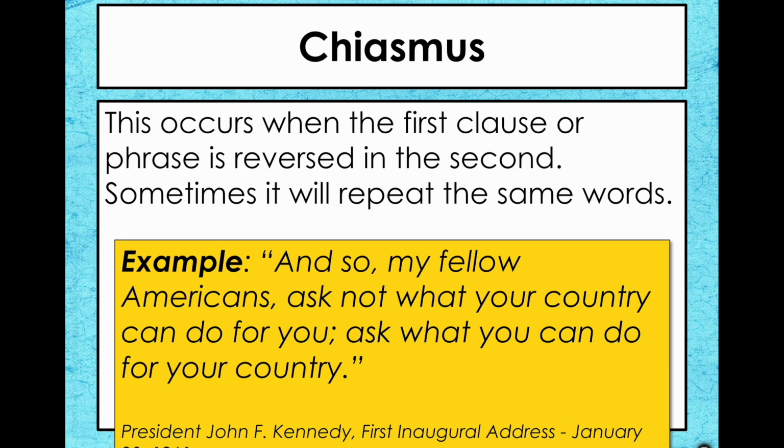So we see in JFK's first inaugural address, and so my fellow Americans, ask not what your country can do for you, ask what you can do for your country. You see that ask not what your country can do for you is literally flipped. Ask what you can do for your country. So chiasmus is like an XY, YX pattern. Doesn't always have to be the exact same words, but has that flipping of the first clause. So the first clause is literally mirrored or reflected in the second clause.